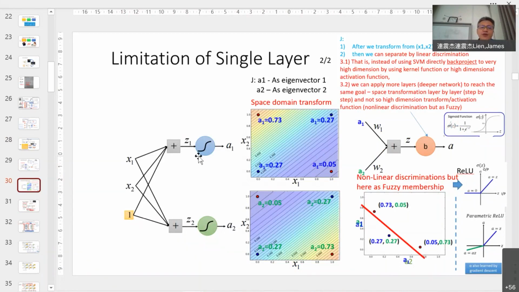Okay. After you do the linear combination, you have z1 and z2. That's the linear combination. Then z1 has its own activation function and is transferred to A1, so A1 becomes a value here. A2 becomes a value here. So you combine A1 and A2 into a new dimension. This is the A1 axis and the A2 axis, and you'll find we can easily separate the red dots and the blue dots.